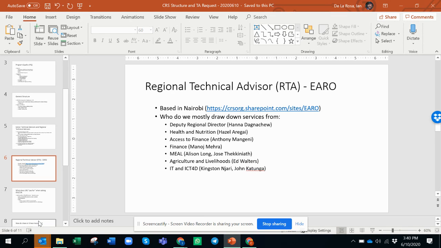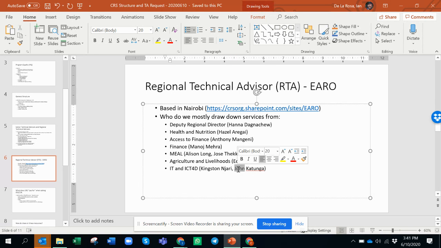We have Ed Walters, who is temporarily holding the position for agricultural and livelihoods. And then we have the IT and ICT for D. I believe Kingston's responsible for IT, and it's Jack who I think is more responsible for ICT for D. And then last but not least is Neil.